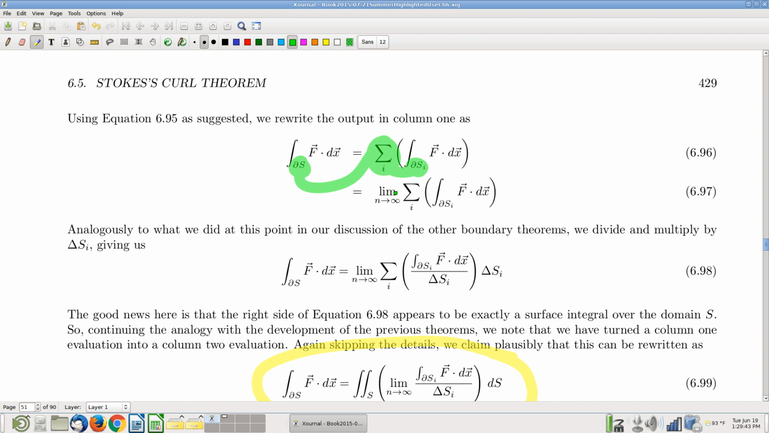So boundaries accumulate, therefore fluxes accumulate. Why did I say flux? Circulation. Sorry, I was still in Gauss mode. Circulation accumulates as well. So the circulation around the boundary of the whole surface is the sum of the circulations around the boundaries of the little pieces that you chop it up into.